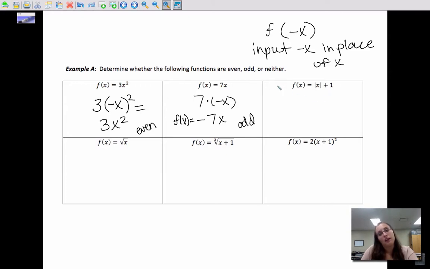Then I've got the next equation here, absolute value of negative x plus 1. And this is another situation where when I take the absolute value of negative x, it's no different than when I take the absolute value of positive x and add 1. Okay? And so this would be even. Next, I've got the square root of x. Think about the square root of negative x, which is not possible. So what I'm going to have to say is this is neither.